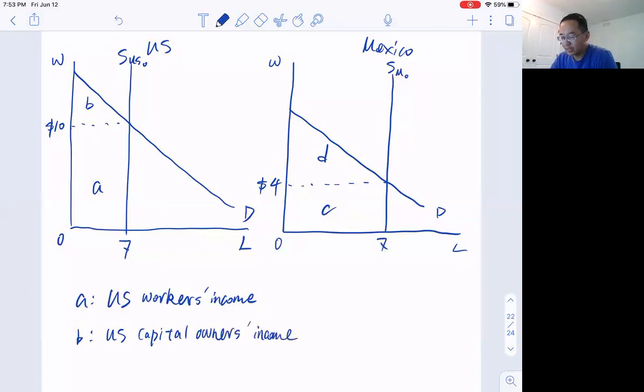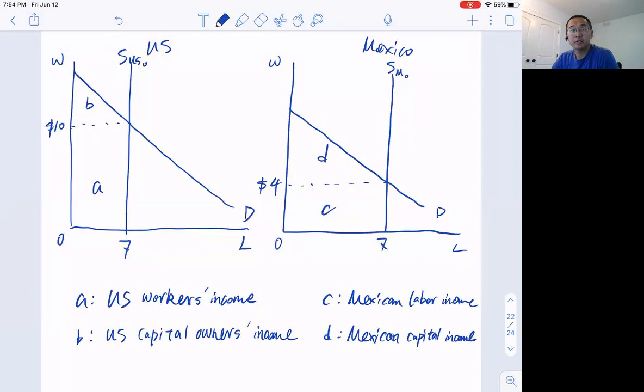And so that is because, well, you can see that they are willing to pay more, but they don't have to pay more than $10 for the 7 million people they hire. So the difference is what they get to pocket. And so similarly, C is Mexican labor income, and D is Mexican capital income, assuming labor and capital are the only resources we have. So that's before any movement of labor.